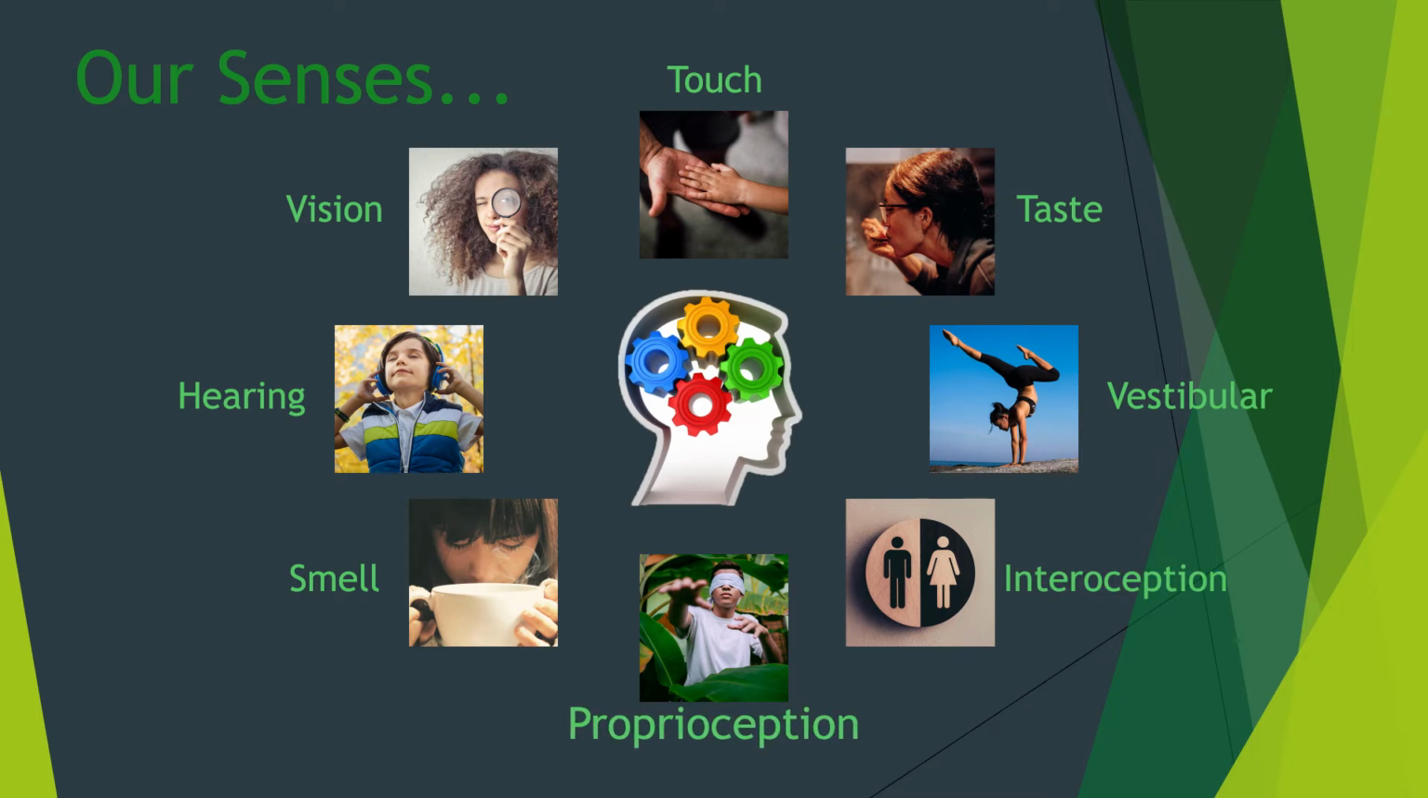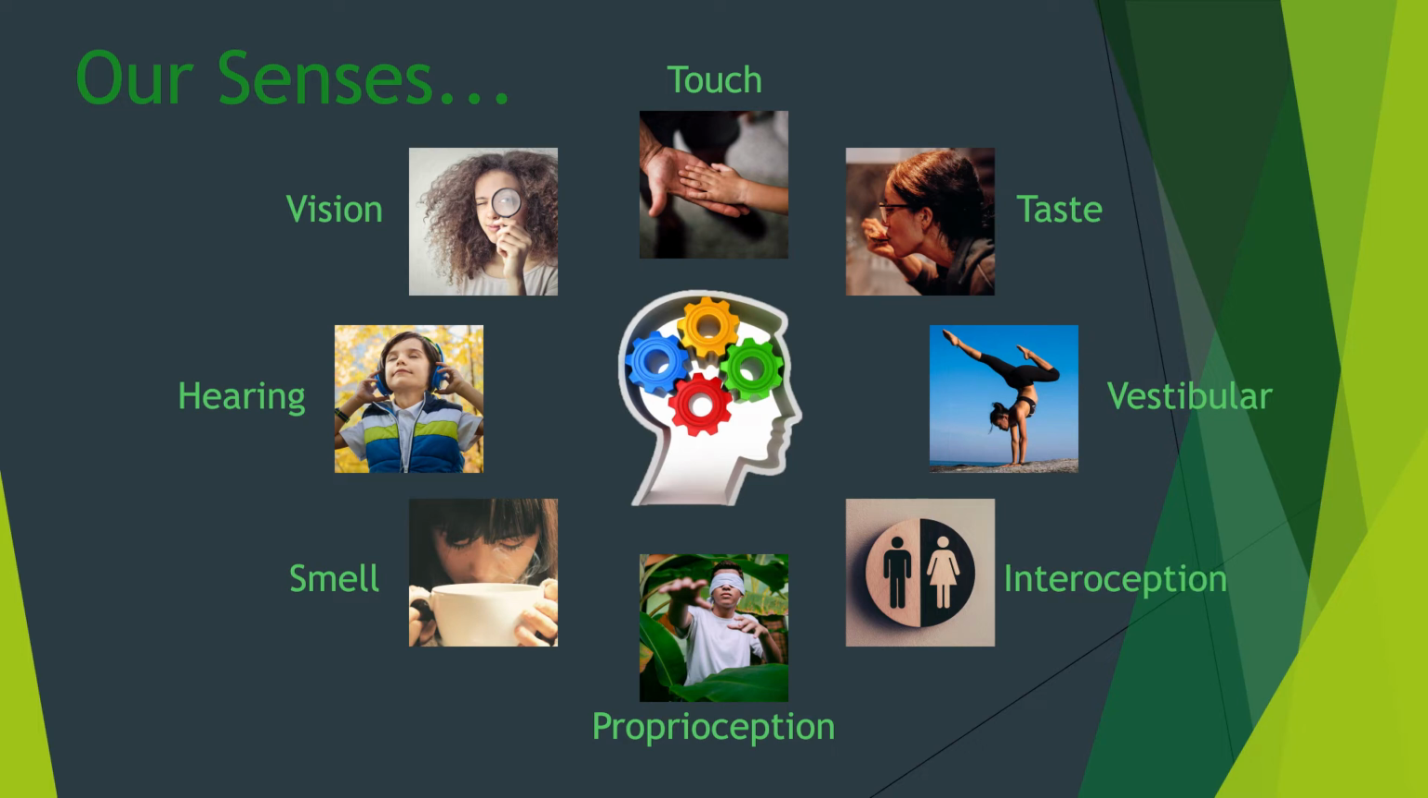Proprioception is our sense of where our body is in space and where it is in relation to the world around us. Vestibular is our sense of movement, including the position of our head. Interoception is our internal sense that tells us about our organs, for example when we are hungry, when we need the bathroom, and when we are hot or cold.